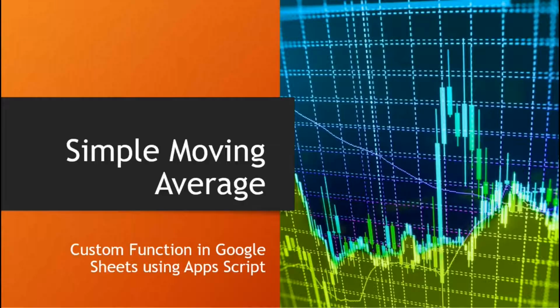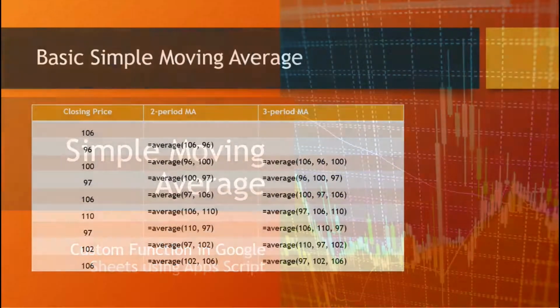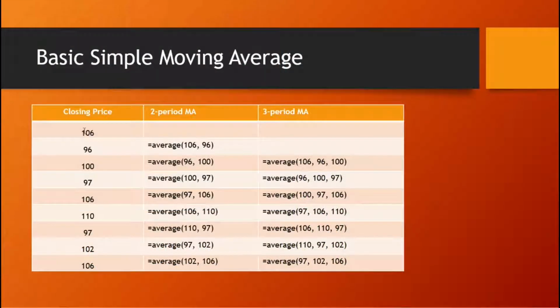As you know, SMA is an important toolkit for a technical analyst. Calculation is done by conducting an arithmetic average on a subset of the data. This subset is called a period. Here I am showing a 2 and 3 period simple moving average.